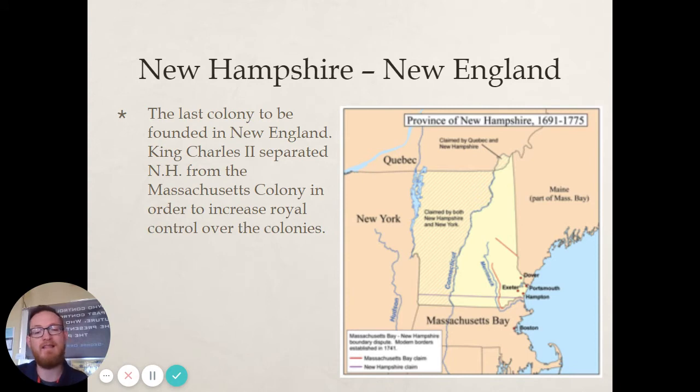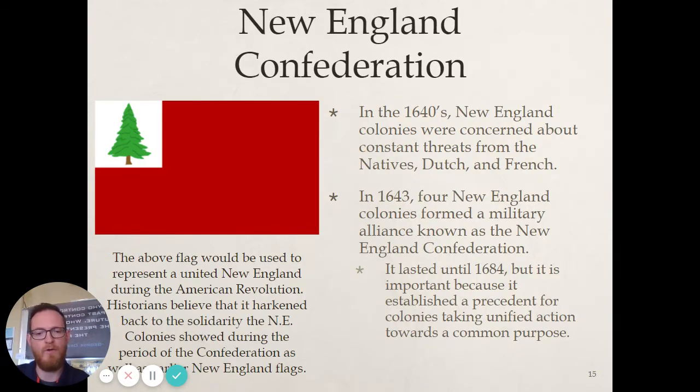New Hampshire, that would be the last colony to be founded in New England. King Charles II would actually separate New Hampshire from the Massachusetts colony so that he could have some more control over the colonies in that region. And that is why you're going to see there's going to be a long dispute over territories north of this, such as Vermont and those areas between the different colonies that all wanted a piece of that. But yeah, New Hampshire was created because the king wanted some more royal control in this area of the world.